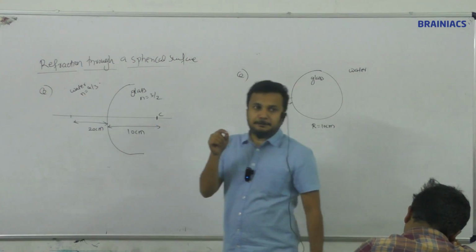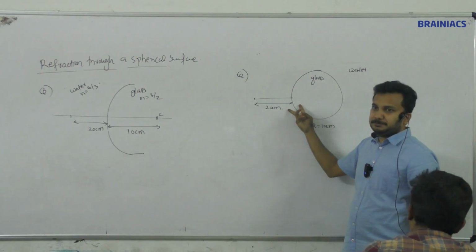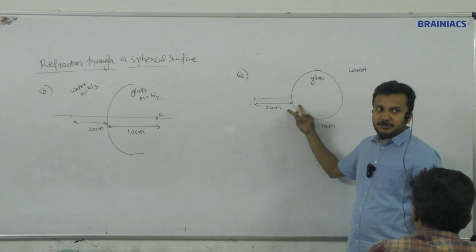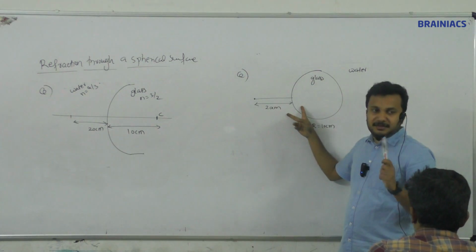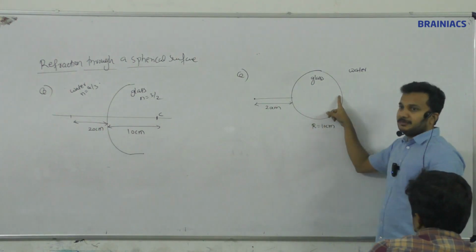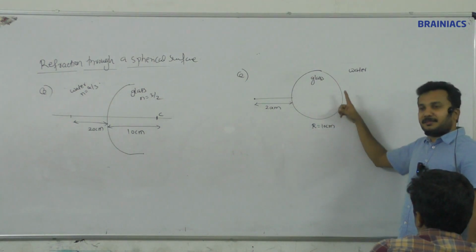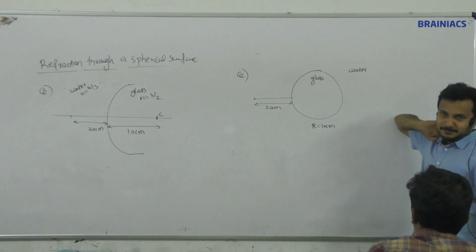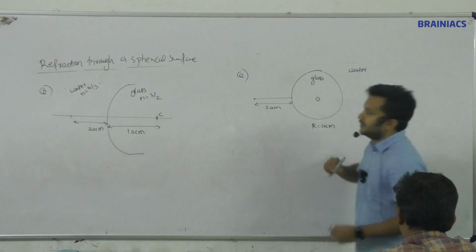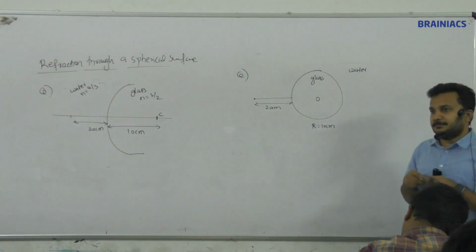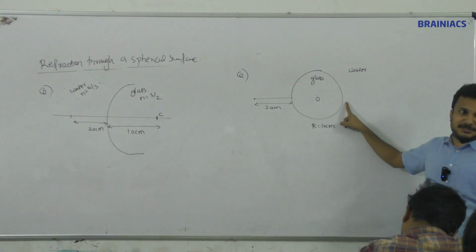So what is the idea here? Here it's a refraction through a spherical surface. Here you will apply our formula: N2 by V minus N1 by U equal to N2 minus N1 by R. That will give rise to a V, right? That V will act as an object for the second surface. Then again you apply the formula and find the next V. O is the center point. First you apply it and find V. That V is the U for the next surface.